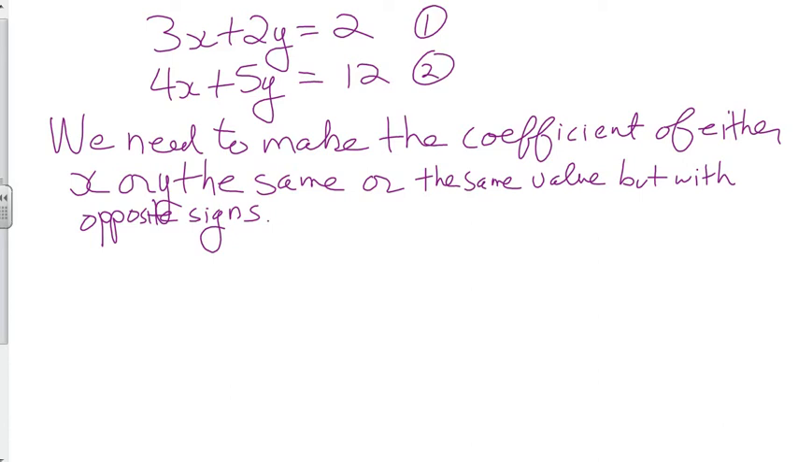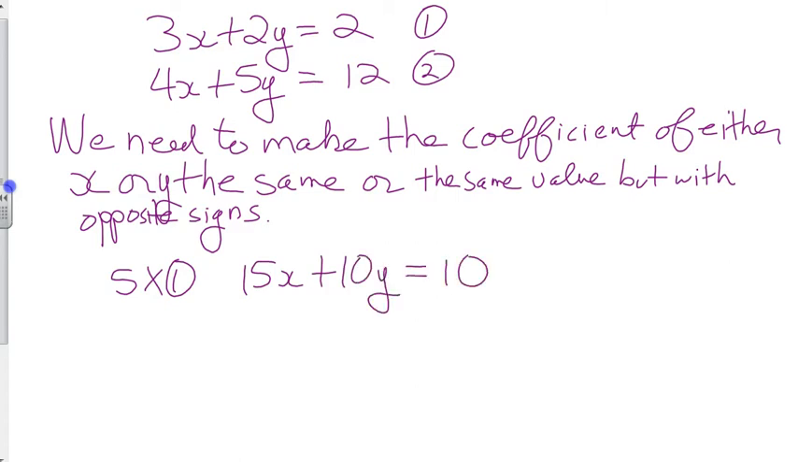Okay, so here's what we're going to do. We're going to go 5 times 1. Right, that's 15x plus 10y equals 10. Most common mistake, you don't multiply the right side. Right? You do this and this, you leave that as a 2. Most common mistake. You guys aren't very common, right? You're uncommon, so you won't make that mistake. You'll come up with something entirely different, I'm sure.